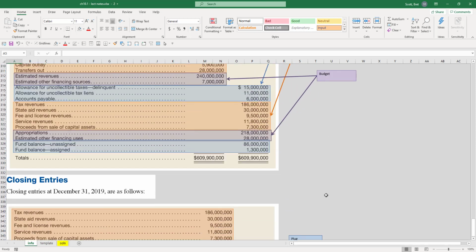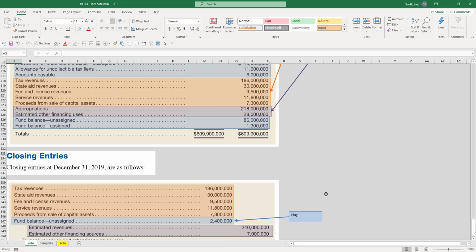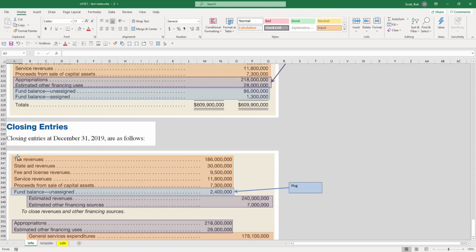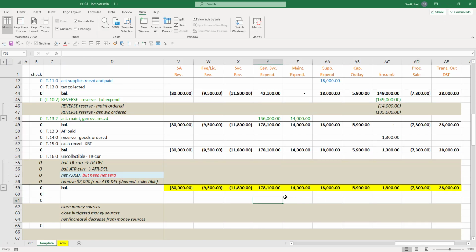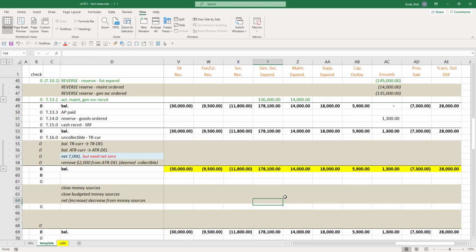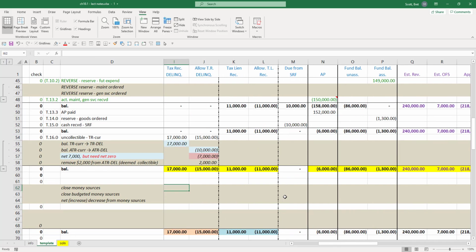Closing journal entries, as you recall from financial accounting, require us to get rid of all the quote unquote income statement accounts. Those balances need to be set to 0 for the start of next year. What were our income statement accounts? We had the revenues, state aid revenues, fee and license revenues, etc. Those are all credit balances up above. Here they are. We need to debit those away. So down below, how do we get rid of those?